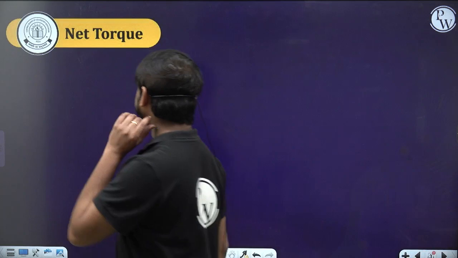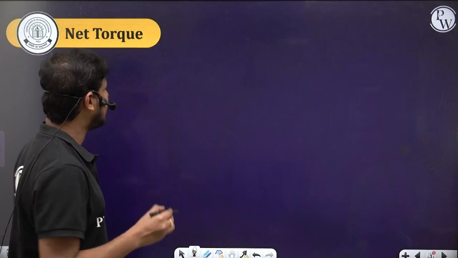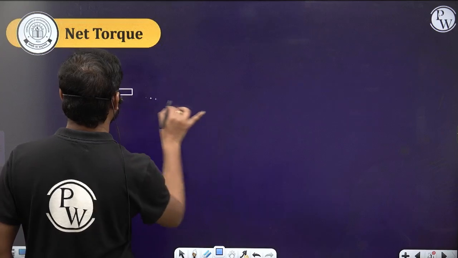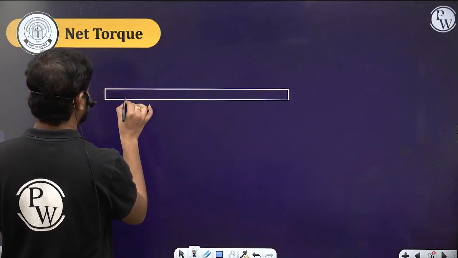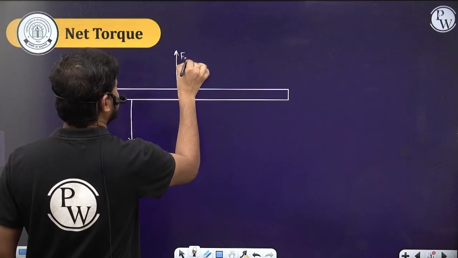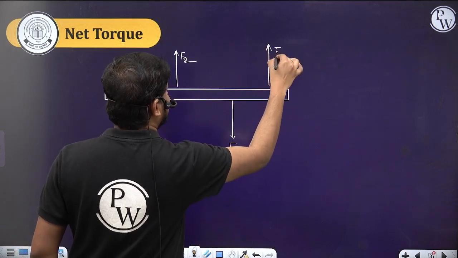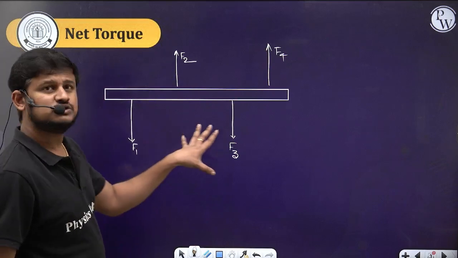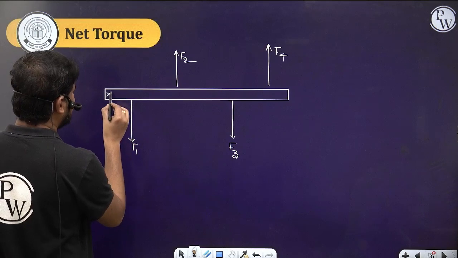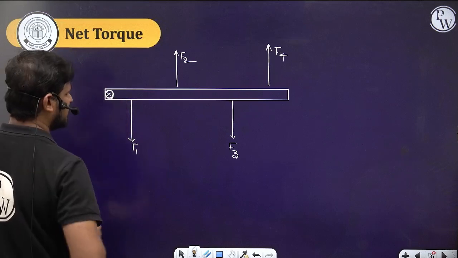So first, what is the net torque? Let's suppose on a body there are some different forces acting. I'm taking this as a body. Now on this, the force F1 is acting here, the force F2 is acting here, the force F3 is acting here, and some force F4 is acting here. Let's say I ask you to find the torque about this point, X.